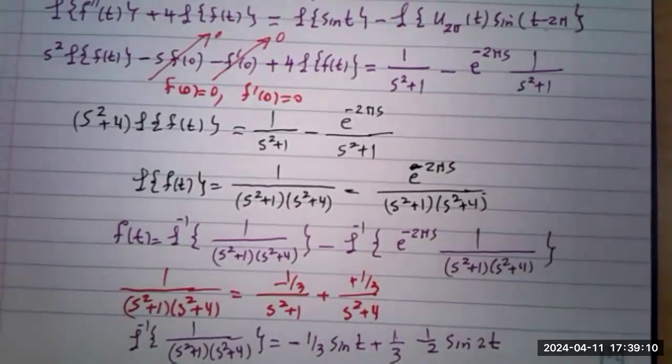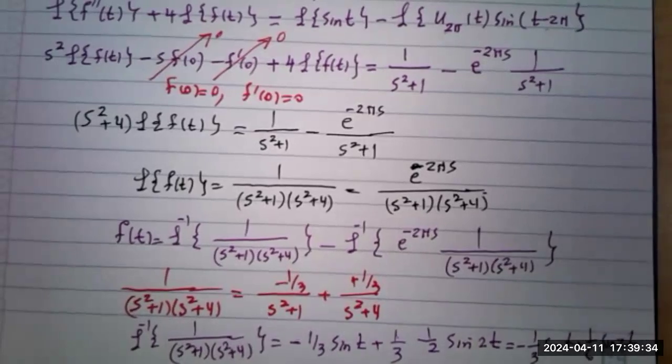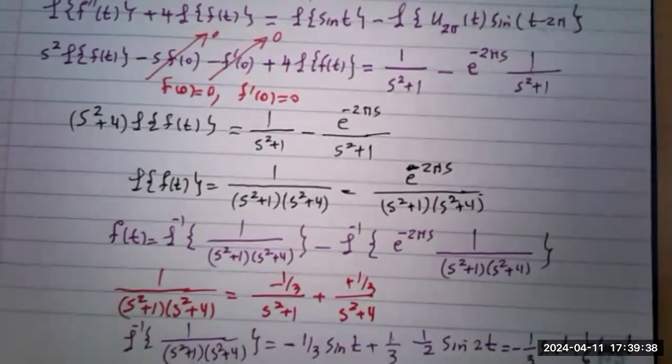Because for the sine, you should have a over s squared plus 4, so you need the 2 on the top. So we divide by 2 and multiply by 2, as we do all the time. The final answer for this is going to be negative 1/3 sine of t plus 1/6 sine of 2t. That is the first part. Any questions?